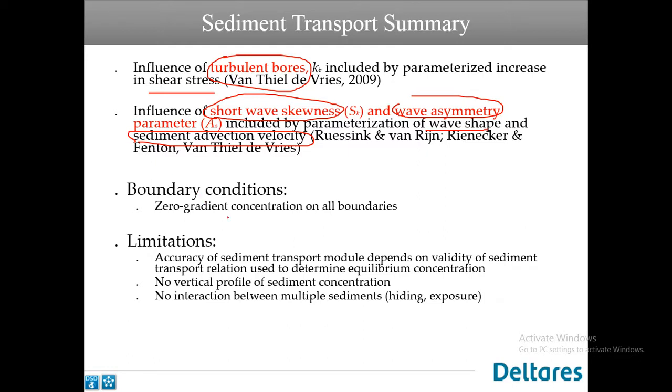This is okay. As for limitations, the accuracy of the sediment transport model depends on the validity of the sediment transport relation used to determine equilibrium concentration. So there are a lot of formulations, and they use these two formulations only. No vertical profile because this is depth averaged. No interaction between multiple sediments. Okay, this has not yet been implemented in XBeach. Okay, and I guess that is all for the sediment transport summary.